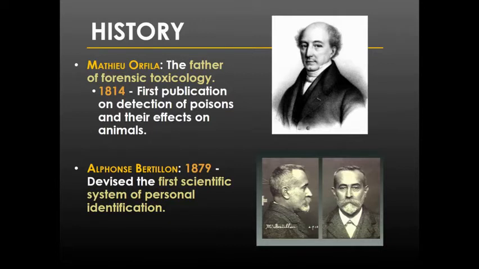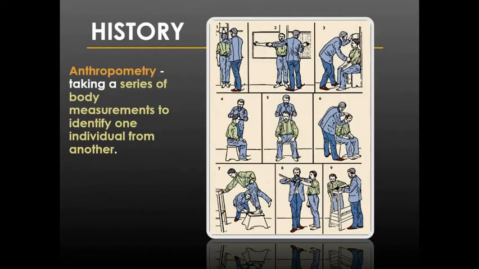Then we have Alphonse Bertillon, who was the first person to create a scientific method of personal identification. That method was known as anthropometry. So here we go. Anthropometry was basically just a series of body measurements, and the collection of those measurements was used to identify one person from another. It worked fairly well, although it wasn't perfect at the time, but it worked well enough.